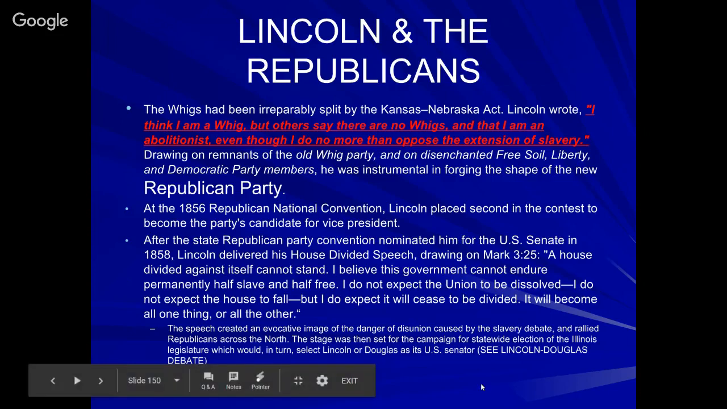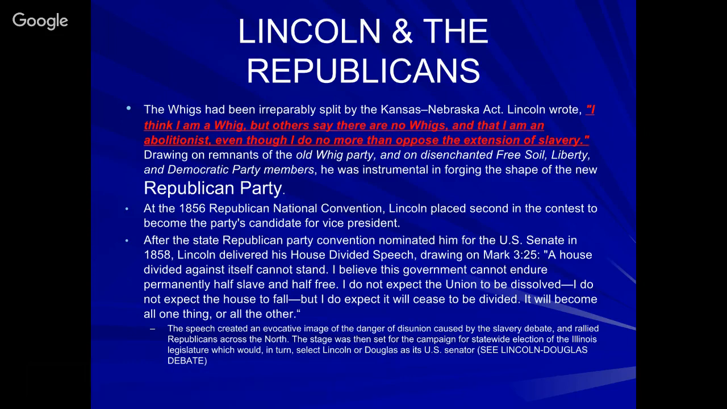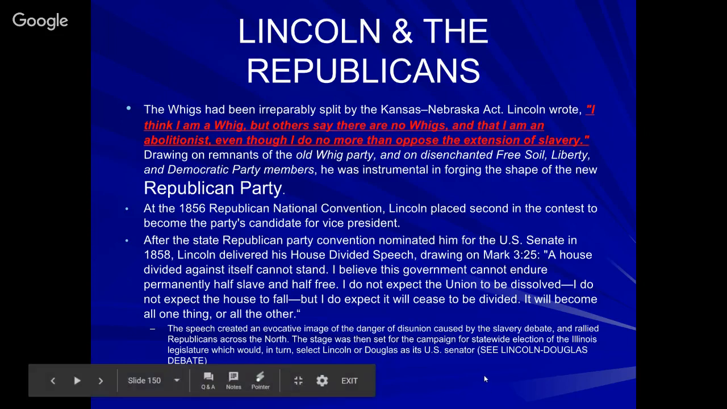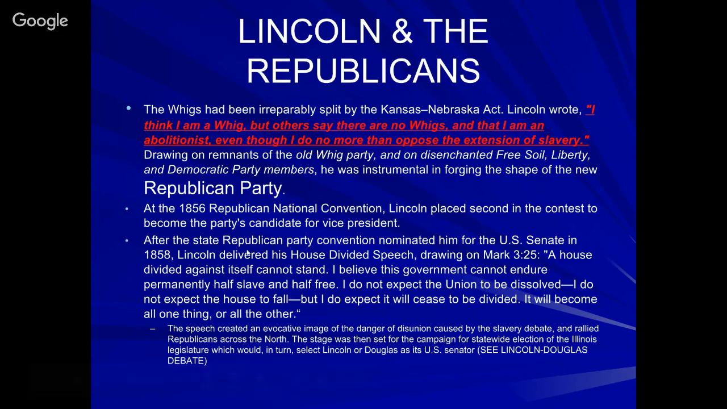The speech, of course, created an evocative image of the danger of disunion caused by the slave debate and rallied Republicans across the North. The stage was then set for the campaign for statewide election of Illinois, in which Douglas would ask Lincoln, "Hey, what did you mean by that House Divided speech?" So Lincoln also had to defend that speech, which oftentimes was very difficult for him to do.